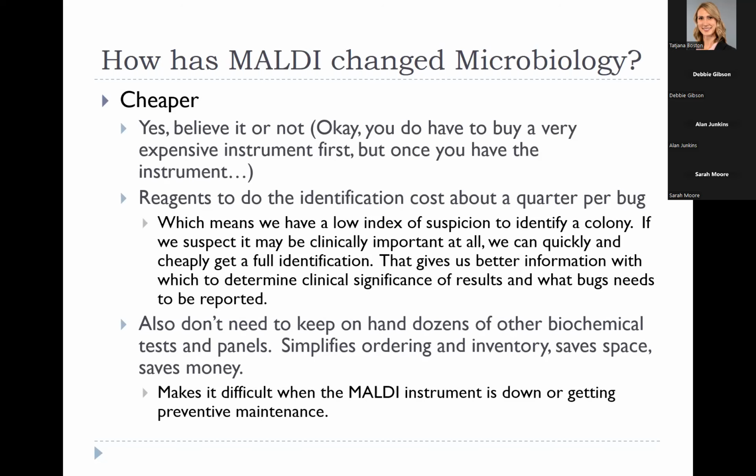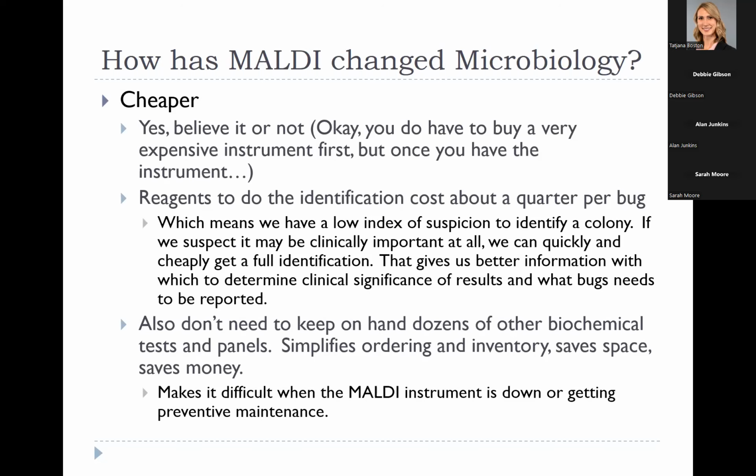Now we look at a plate and we can say, well, it could be this one, or this one. I don't know if it's clinically significant or not until I get the identification. So we have a very low threshold now of doing identification. If we have any interest in this organism at all, in this colony, we can do identification and find out what it is, and then use that information afterwards to decide what's clinically significant and what's not. So not only are we getting more accurate identifications, but the overall culture result, the overall interpretation of the clinical significance, is going to be more accurate as well.